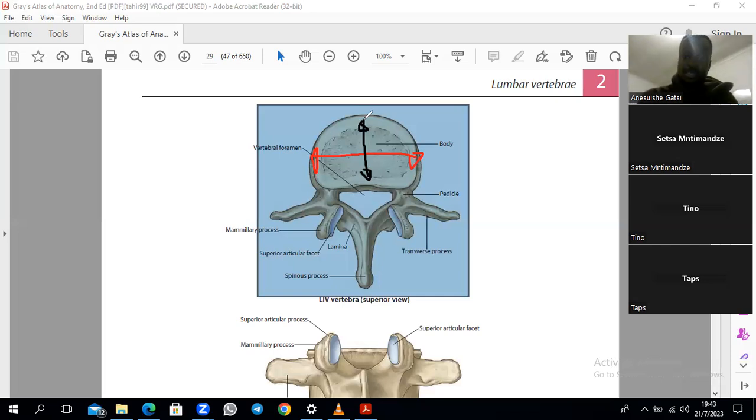Then let me clear this. When I described cervical vertebra, I told you that the vertebral foramen in the lumbar region is almost the same as that in the cervical region. I said it's large, number one. Number two, I said it's triangular. The only difference is that the cervical one is the largest.